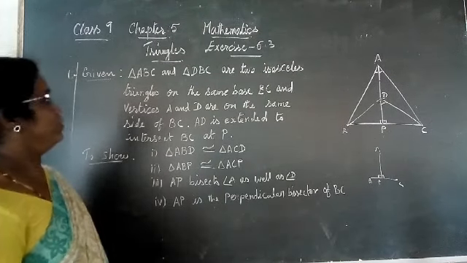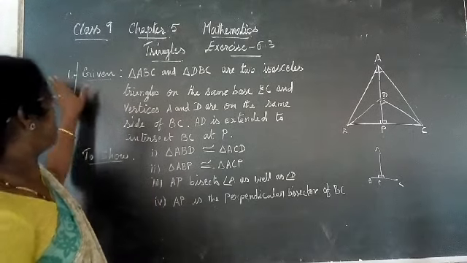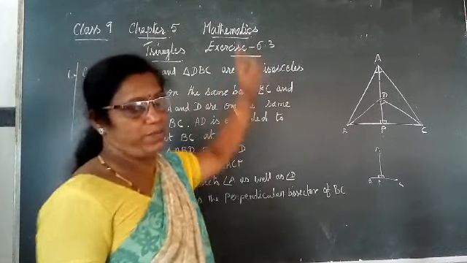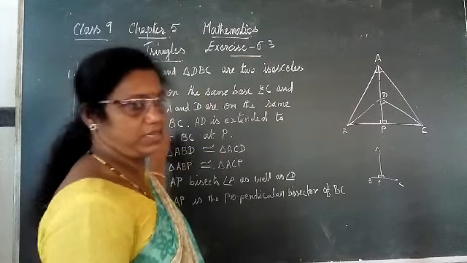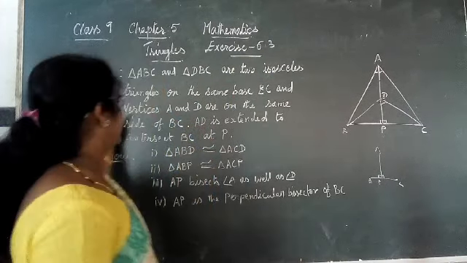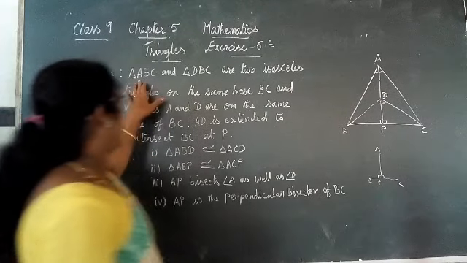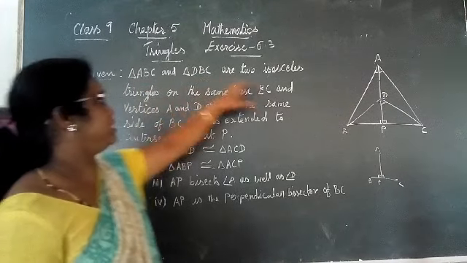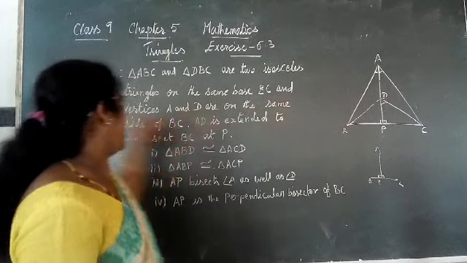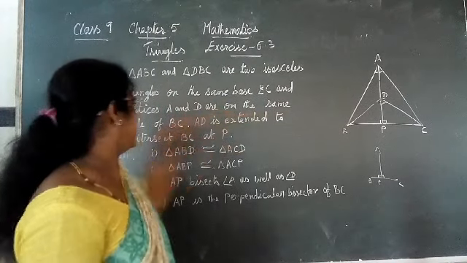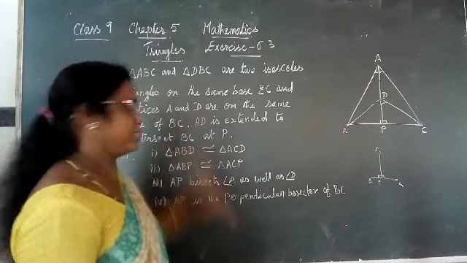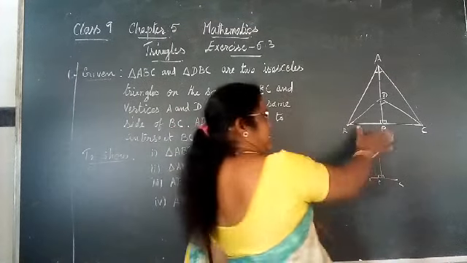In this video, we are going to solve the first sum of the chapter Triangles, exercise 5.3. Here it is given in the question, triangle ABC and triangle DBC are two isosceles triangles on the same base BC, and vertices A and D are on the same side of BC. AD is extended to intersect BC at P. Here this is the given figure.